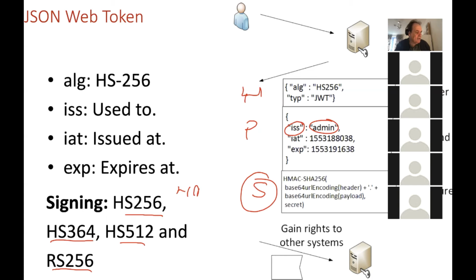Either we sign through HMAC or we sign through RSA. Does anybody want to pitch what the basic difference would be between HMAC and RSA? It's a difficult question, I appreciate, but remembering what you've done in the past, when would I use HMAC and when would I use RSA?